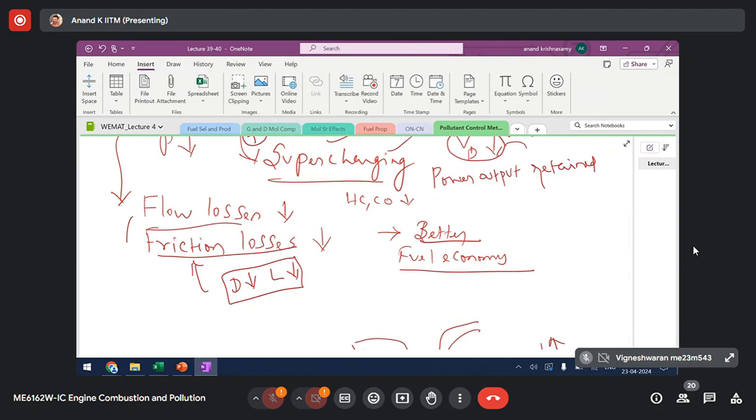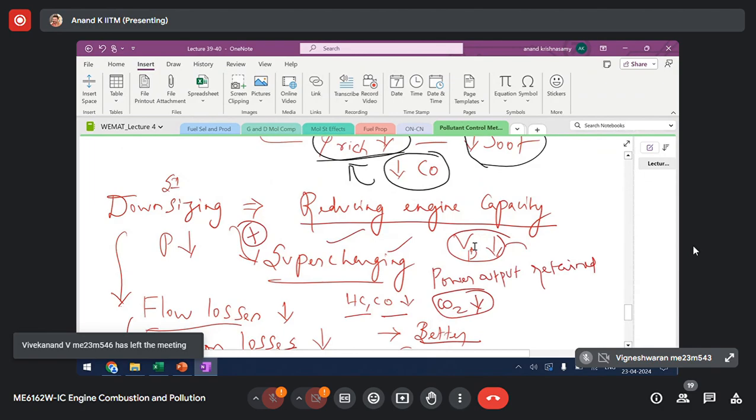By reducing size, you will have better mileage, a better fuel economy, meaning you are consuming less fuel for producing a given power output. That will reflect in low HC, low CO, low CO2 also. It's not a primary pollutant, but CO2 will also come down because you are burning less fuel to produce a given power output. So downsizing and supercharging is beneficial for spark ignited engines from the perspective of controlling HC, CO and CO2.